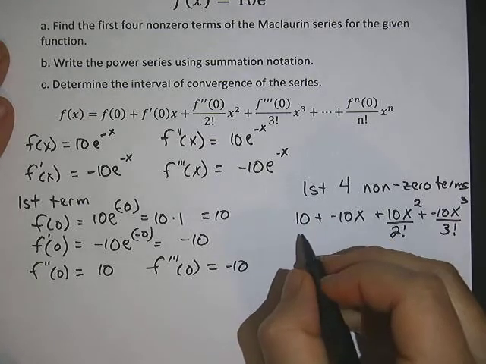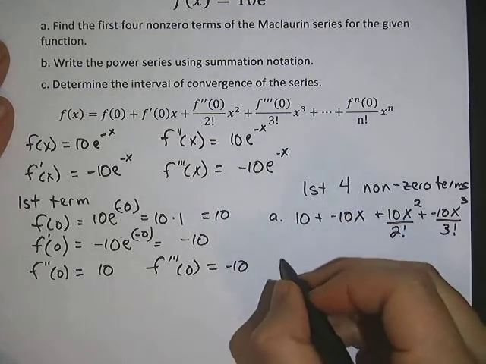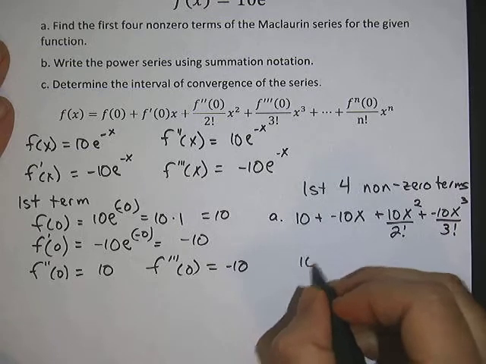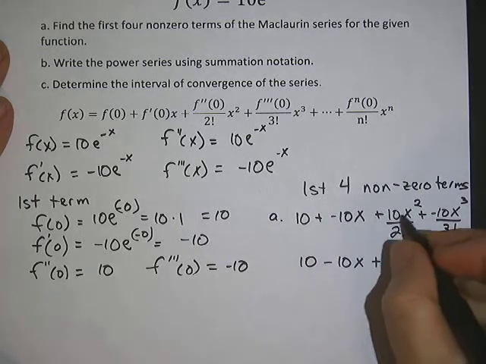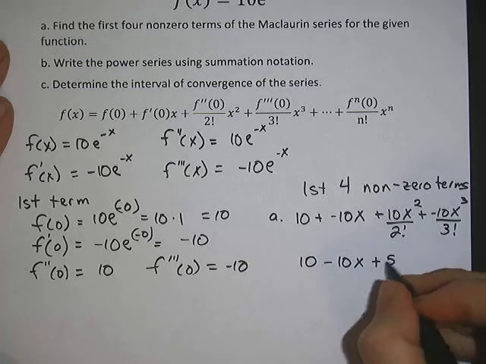We can clean those up if we want, and we do. So the first one is still 10 minus 10x plus, let's see, 2 factorial is just 2, so 5x squared.